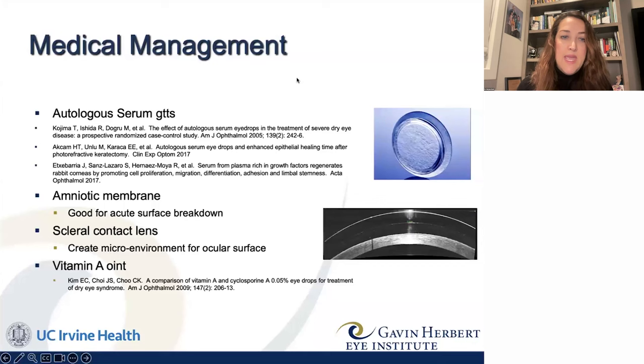Amniotic membrane, specifically fresh frozen amniotic membrane, can also be helpful. Those I'll usually place on the ocular surface maybe for about a week. The self-retaining ones that come with a ring and can be placed in the office are usually very helpful for this purpose. Again, scleral contact lenses are also great. They create a microenvironment for that ocular surface to heal over time, and they certainly help with visual acuity. Vitamin A ointment can also be helpful in patients who have severe drying of that ocular surface.